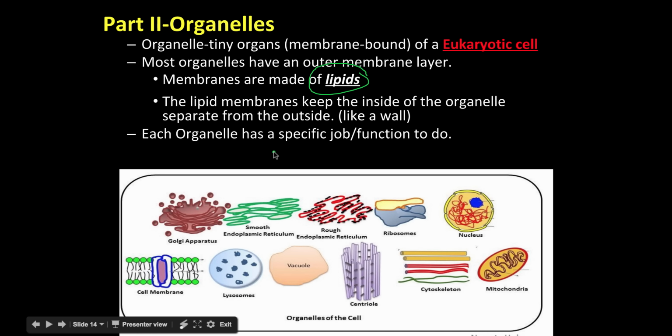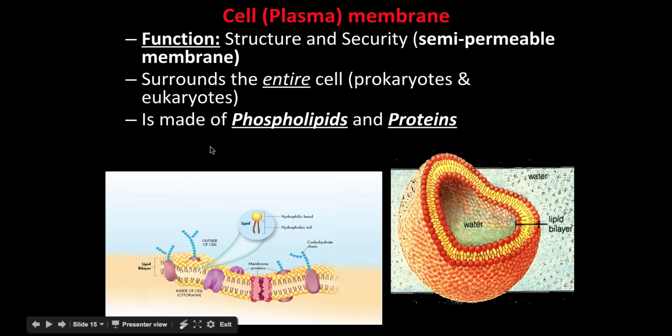So each organelle has a specific job or function to do. Here's a list of just some organelles down here, and we're going to go through all of these organelles right now. So the first thing is the cell membrane. You also hear it called or written as a plasma membrane. So use those interchangeably, that's fine. Just know that I may too, all right? It's referring to the exact same thing. The function is basically structure and security.